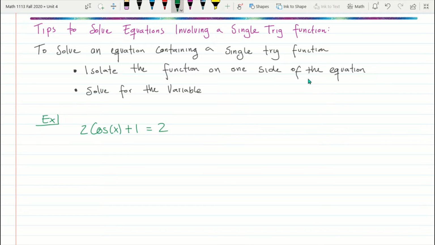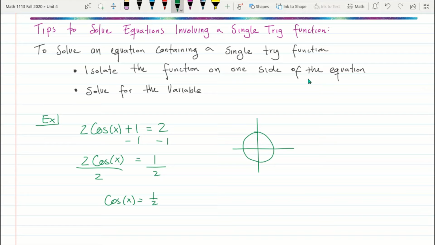We have 2 times cosine of x plus 1 equals 2. Well, move the 1 to the other side. And divide by 2. And we're left with cosine of x equals 1/2. So, you know, go back to the unit circle explanation and All Students Take Calculus or a smart trig class, and you see that up here cosine is 1/2. But where else is cosine positive? Because this is a positive 1/2. So only in the first and fourth quadrant is cosine positive.